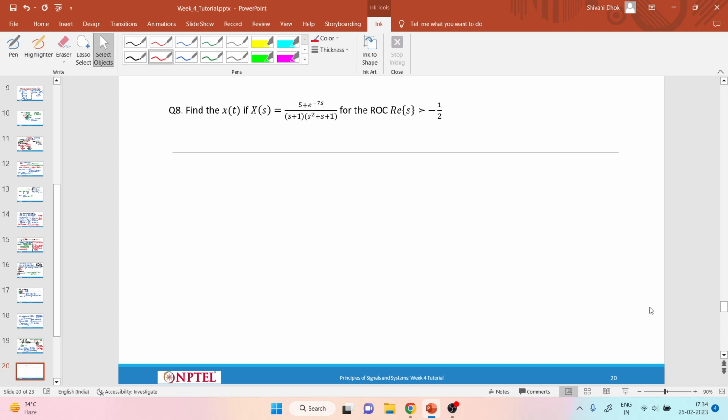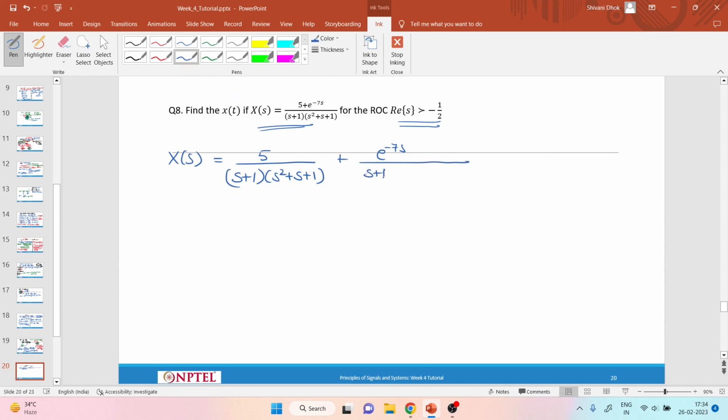Okay, let's go to the next part. So now we have this Laplace transform, and the ROC is given as real part of s greater than minus 2. Now I'll write this X(s) something like this: 5 upon (s plus 1) multiplied by (s squared plus s plus 1), plus e power minus 7s upon (s plus 1) multiplied by (s squared plus s plus 1).